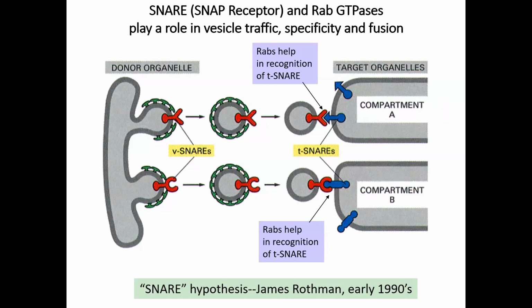So this is actually a Nobel Prize winning discovery. These are called SNARE proteins, or in short, the SNAP receptors. And there is also another class of proteins which are present in them. They are called the GTPases. And their role is in vesicle traffic, specificity, and fusion. So essentially, what is the mechanism of this? Know this very, very well, and make your own notes.